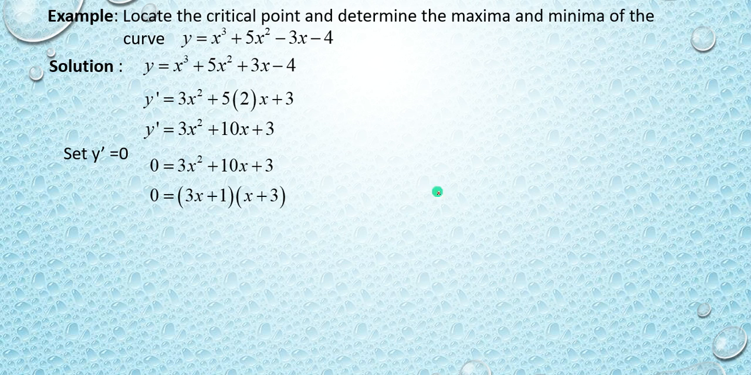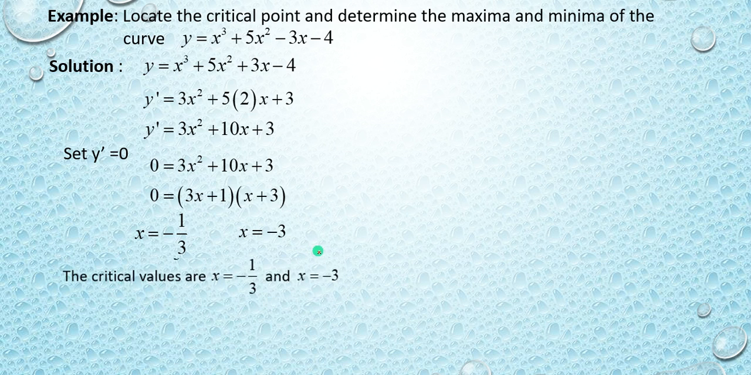So we have 0 equals 3x squared plus 10x plus 3. By factoring, we got two values of x. X equals negative 1/3 and x equals negative 3. So we have critical points for x: x equals negative 1/3 and x equals negative 3. So we also find the values for y. We expected that if we have two values of x, we also get two values of y.